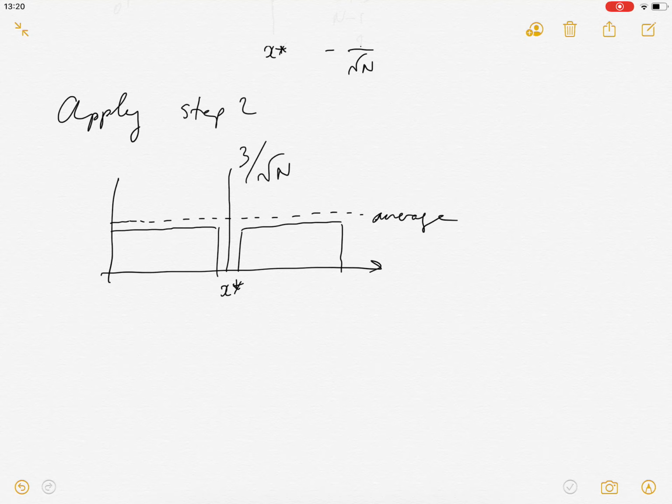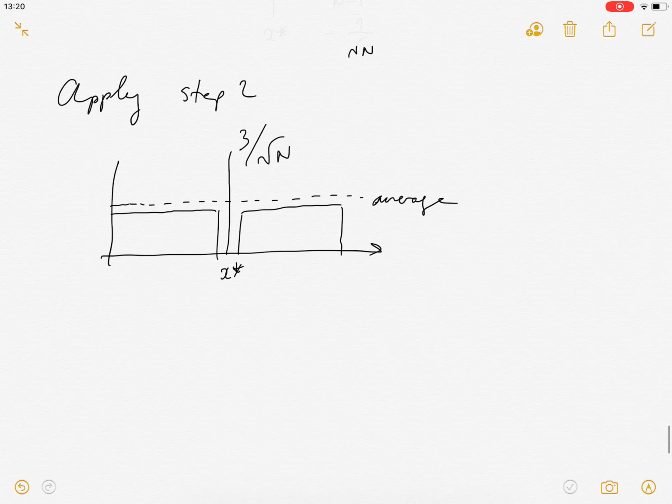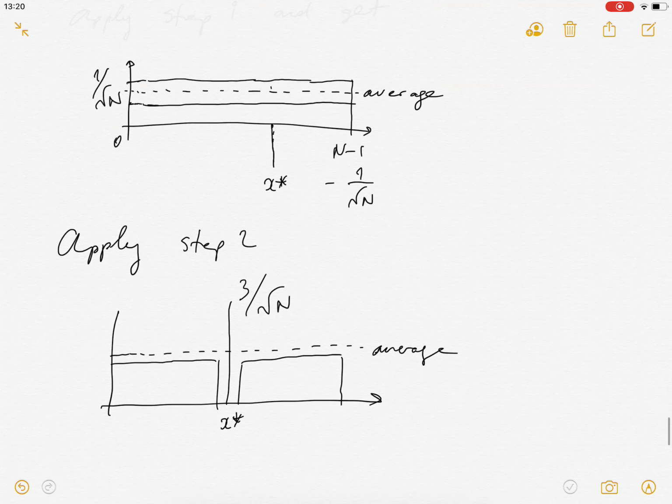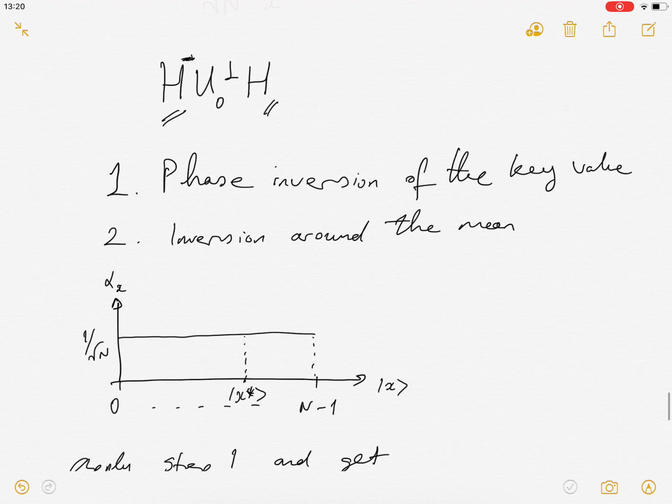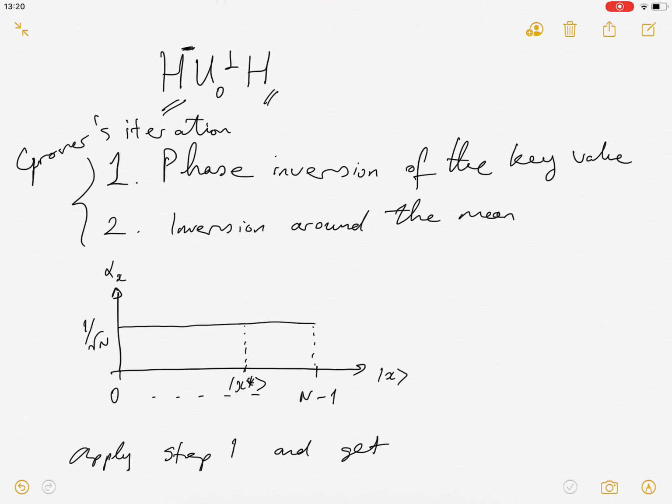So now we almost have the entire algorithm. In Grover's algorithm, this operation, the first and second step, the phase inversion of the key value and the inversion around the mean, is called Grover's iteration. And this is simply the operation: we apply the oracle in the first step, and then we apply H U0 perp H. Okay, so this is Grover's iteration.